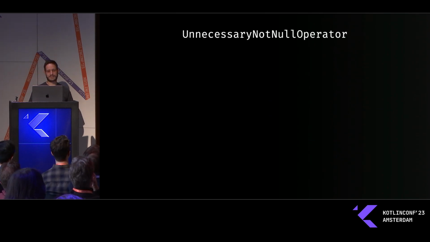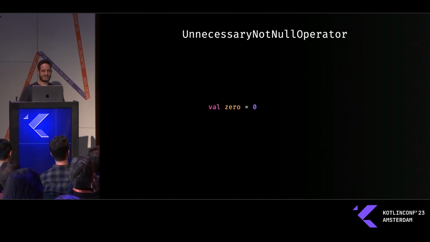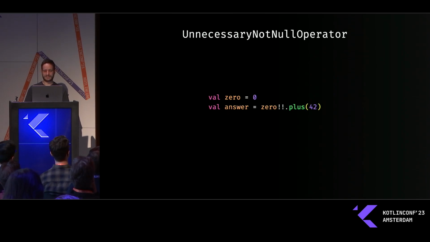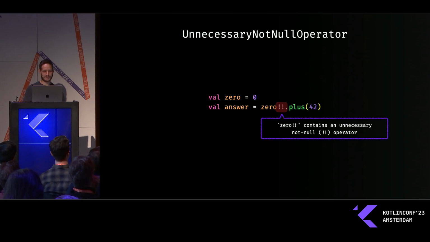Now let's take a look at another rule, another example: UnnecessaryNotNullOperator. This will check if there are not-null operators which are unnecessary. For example, let's say that I have a variable zero, which is 0, and then I have another variable called answer, and I do zero plus 42. If I change this code and add a double bang here, this doesn't really make sense. Why am I doing a not-null operator on 0? It's an Int. So Detekt here will warn you and tell you that 0!! contains an unnecessary non-null operator.